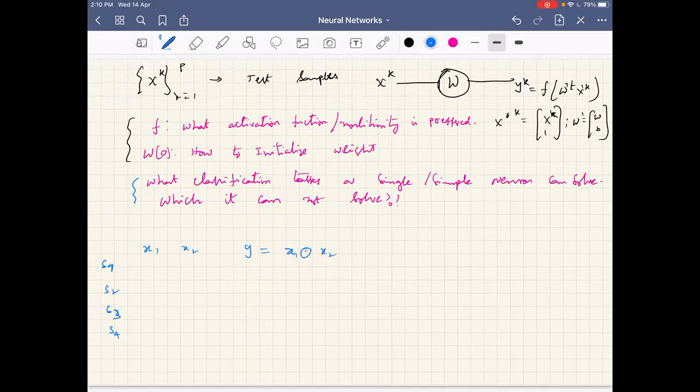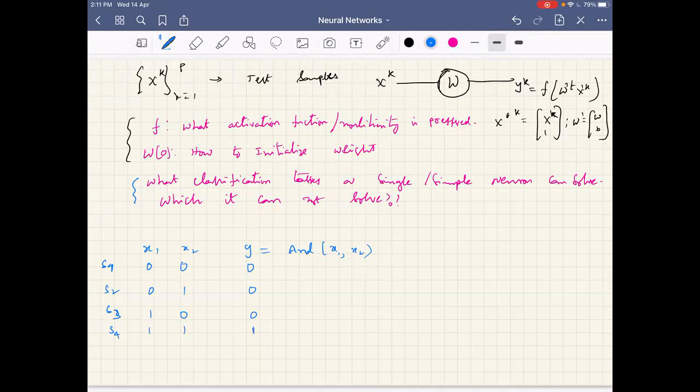X2. And let us put, okay. So fine. So now this is the logical AND operation. So let this be 0, 0. So y is 0; 0, 1, y is 0; 1, 0, y is 0; 1, 1, y is 1.